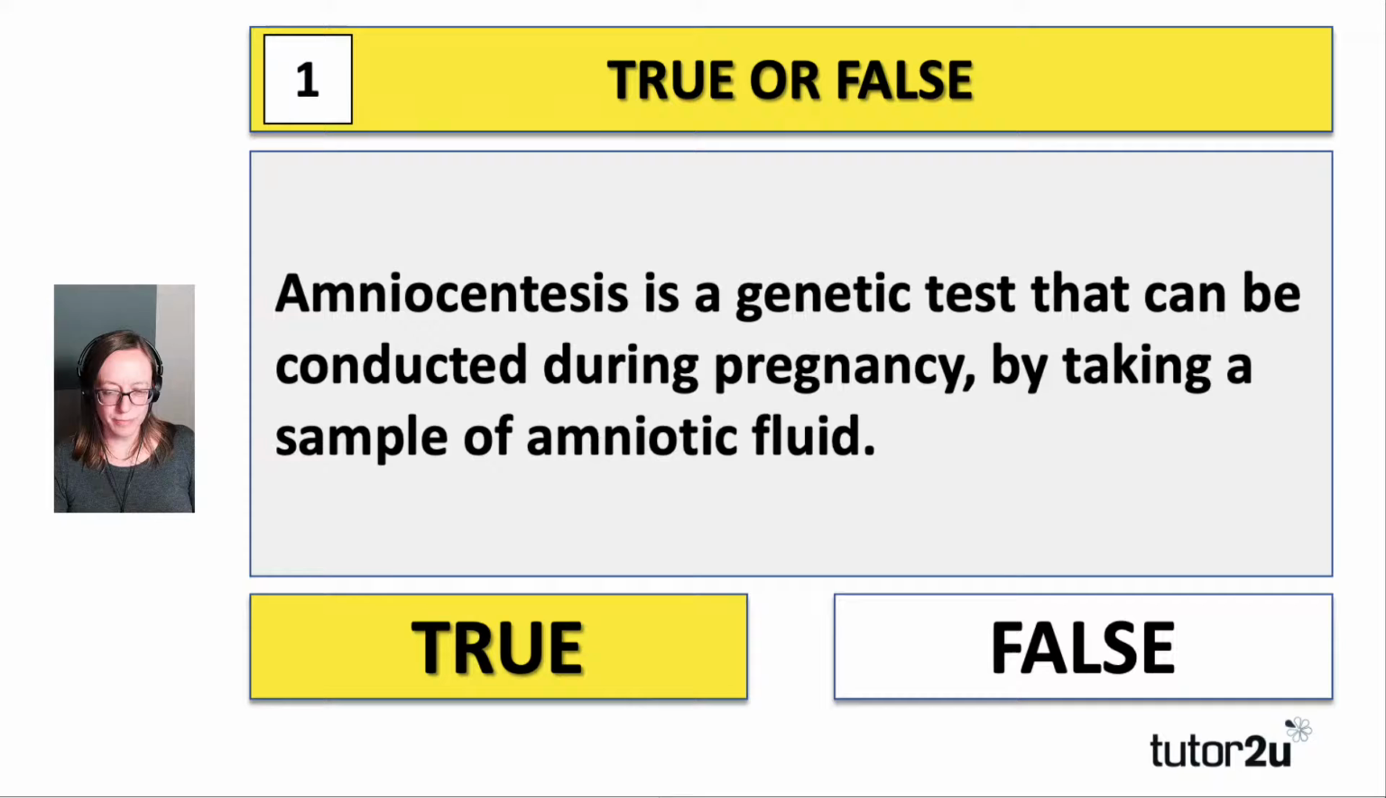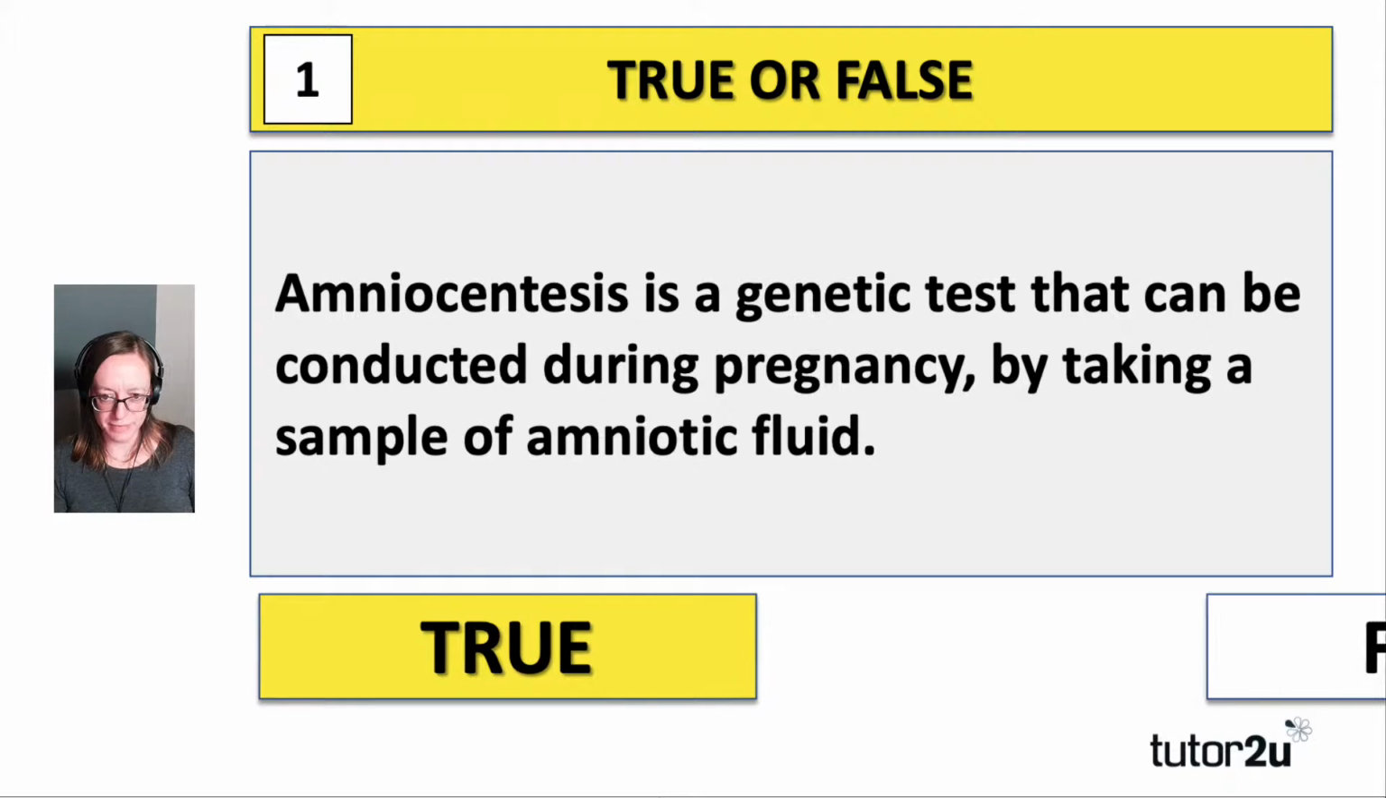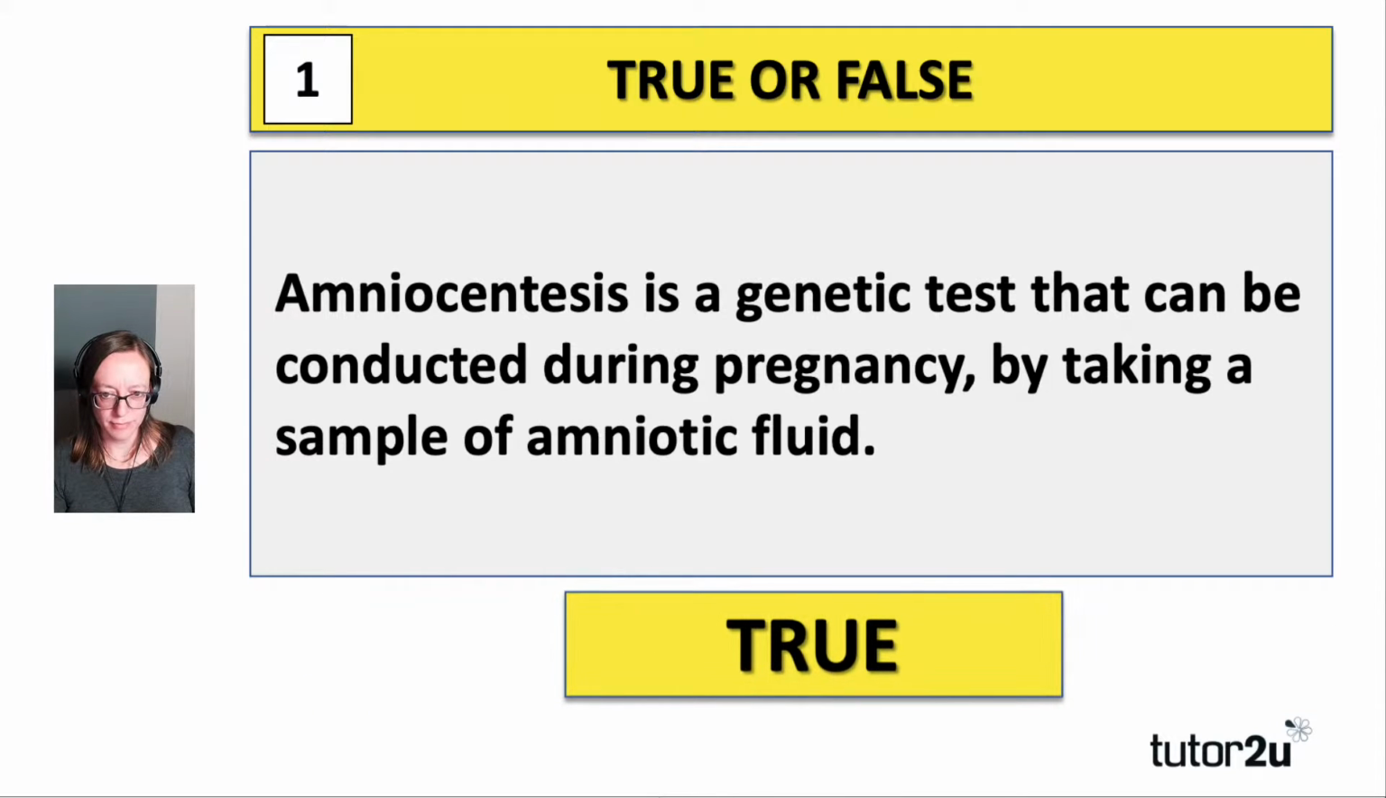What do we think, guys? True or false for amniocentesis? Genetic test in pregnancy. You take a sample of amniotic fluid. Yep, everyone is saying true. Okay, brilliant. So it's actually done with a really fine needle, and when the doctor does that, they use ultrasound to make sure that they are well clear of the fetus when they insert the needle and aspirate the fluid.